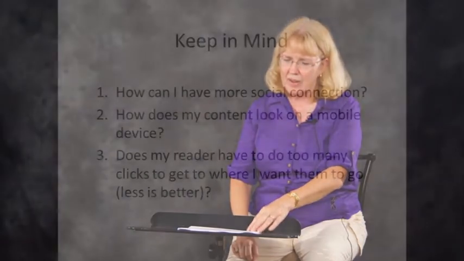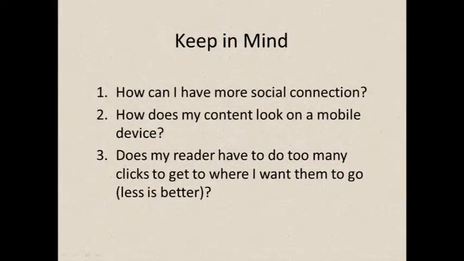Now, I want you to keep in mind also three different keywords that we're going to come across frequently as I talk. That's social, mobile, and fewer clicks. These will help you make your decisions when you decide on what your first step is going to be. How can you have a more social connection? How does my content look on a mobile device? And does my reader have to do too many clicks to go where I want them to go?